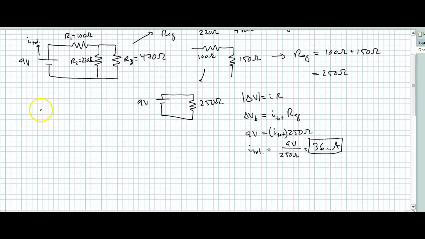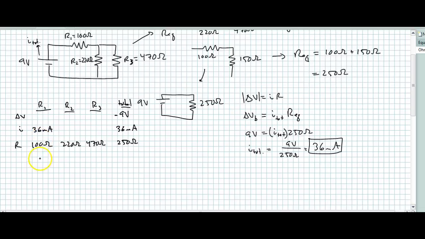So I'll draw out my chart where I have delta V, I, and R. And I'll look at R1, R2, R3, and the total. I know my resistance is 100 ohms, 220 ohms, 470 ohms. I know now the equivalent resistance is 250 ohms. I know the total current is 36 milliamps. And I know the voltage change across the whole thing has to be negative 9 volts. Okay, so I total is coming through the battery. There's no branches before R1, so the total current has to also be the current through R1.